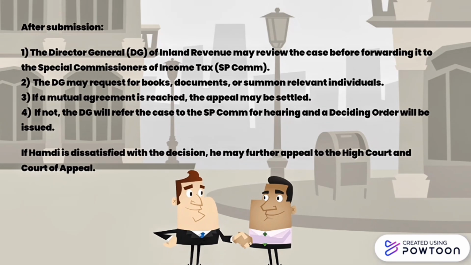After submission, the Director General of Inland Revenue may review the case before forwarding it to the Special Commissioners of Income Tax. The DG may request for books, documents, or summon relevant individuals. If a mutual agreement is reached, the appeal may be settled. If not, the DG will refer the case to the Special Commissioners for hearing and a deciding order will be issued. If Hamdi is dissatisfied with the decision, he may further appeal to the High Court and Court of Appeal.